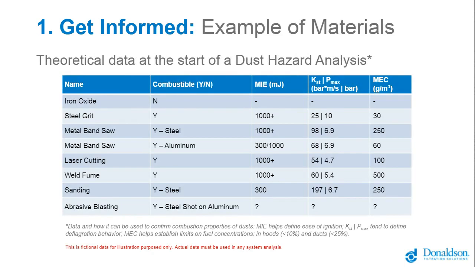So let's walk through a fictitious example. In this case, we have a production team who started assembling a list of materials that are produced within their facility. They've done some research to understand the hazards for many of the materials, and they're going to continue to expand their list as manufacturing advances. By having reported KST and Pmax values for some of their materials, we can already see that several dusts are combustible and represent fire, flash fire, and/or explosion hazards. These values are extremely helpful in sizing and selecting explosion mitigation devices.